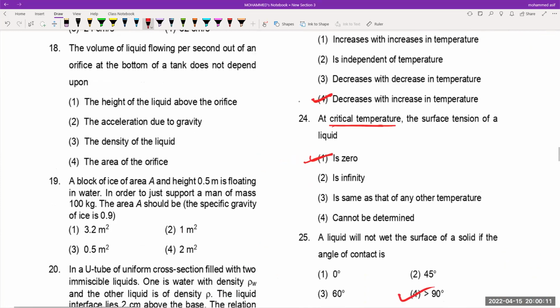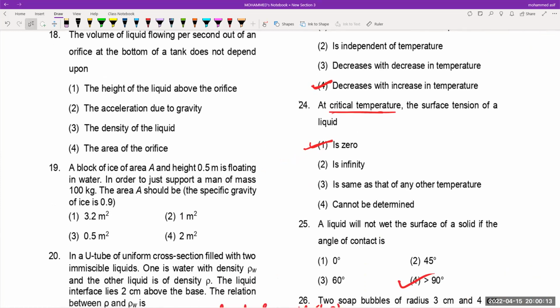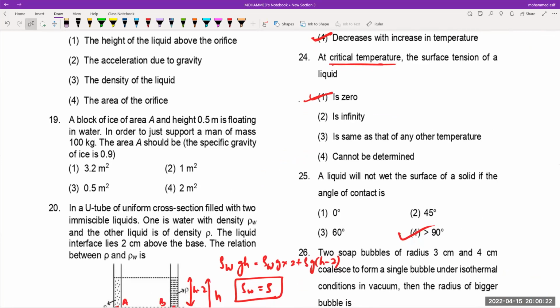Done? Sure. Next one. A block of ice of area A and height h 0.5 meter is floating in water. In order to just support a man of mass 100 kg, the area A should be equal to how much? Specific gravity of ice is given as 0.8. Yani total weight here must be equal to total upthrust.